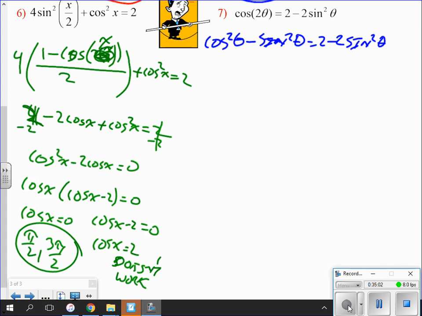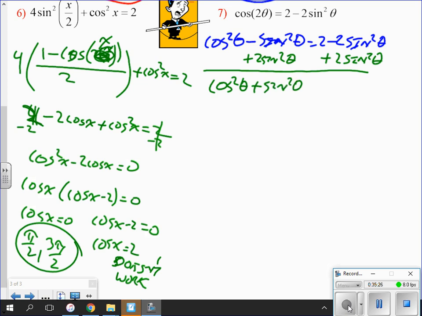Add 2 sine squared theta to both sides. Okay, cosine squared theta. What's negative 1 plus 2? 1. So I have 1 sine squared theta is equal to 2. What is cosine squared plus sine squared? 1. So I get 1 equals 2. No solution.